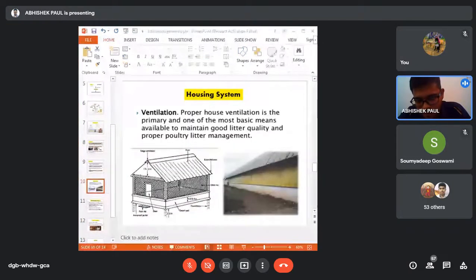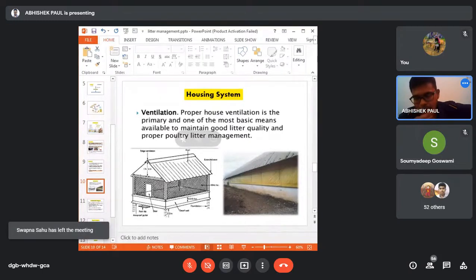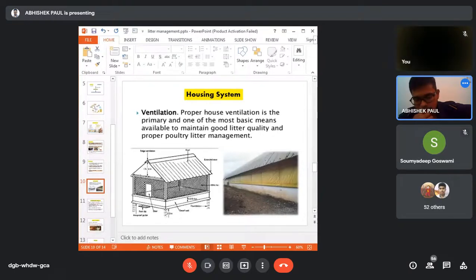This is about housing. For housing, I already explained. Housing is very, very important when you are considering litter management. Housing is directly or indirectly related to the wet litter. So this is about today's class. Is there any query? Aman, Mina, is it okay?